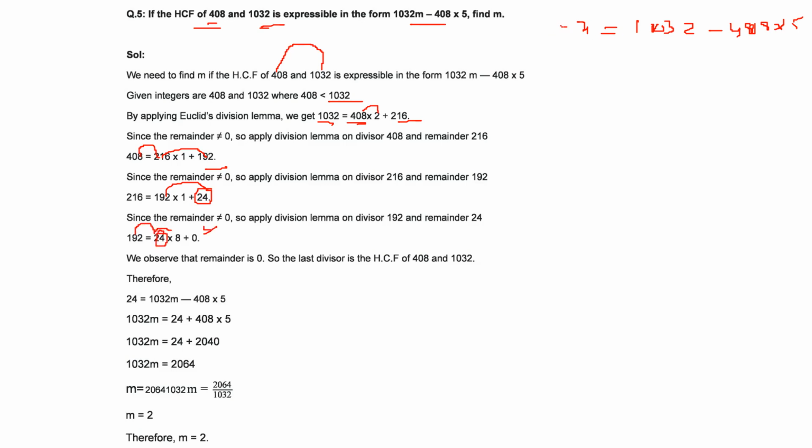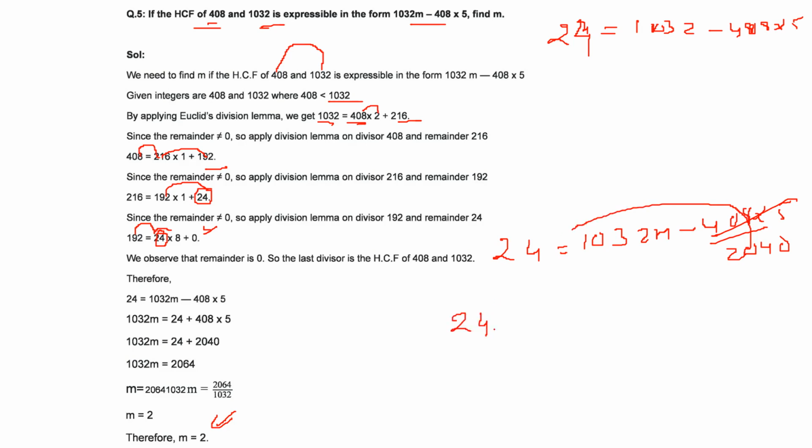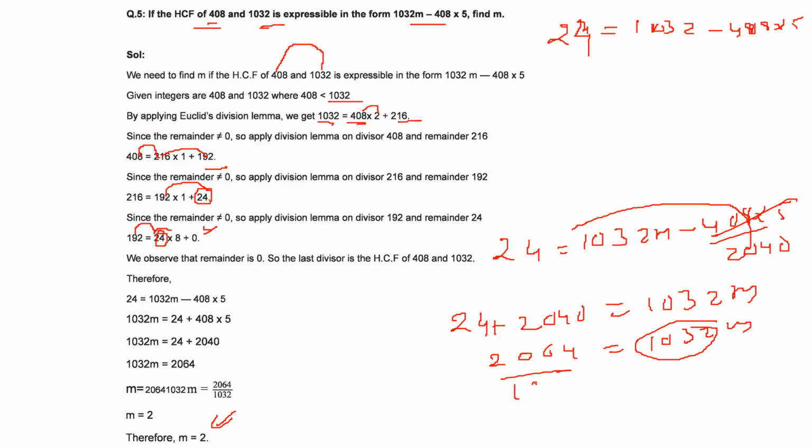As I said, we'll just equate 24 with 1032m minus 408 into 5. When we solve this, we get m equal to 2. Let me solve it for you. 24 is equal to 1032m minus 408 into 5. 408 into 5 is 2040. Now take this 2040 to this side. So you get 24 plus 2040 equal to 1032m. 24 plus 2040 is 2064. So 2064 equals 1032m. Now take 1032 to the denominator. So m is what? 2. So m is 2 here.